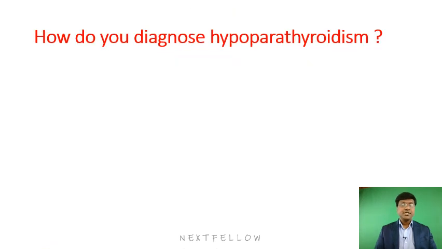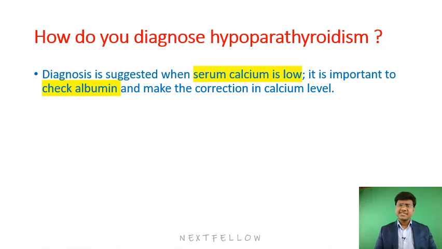Okay, next. Now, how do you diagnose hypoparathyroidism? So a very important thing is the serum calcium levels. How much is the normal serum calcium level? That is around 9 to 11 milligrams per deciliter. But in patients with hypoparathyroidism, the serum calcium levels are low.